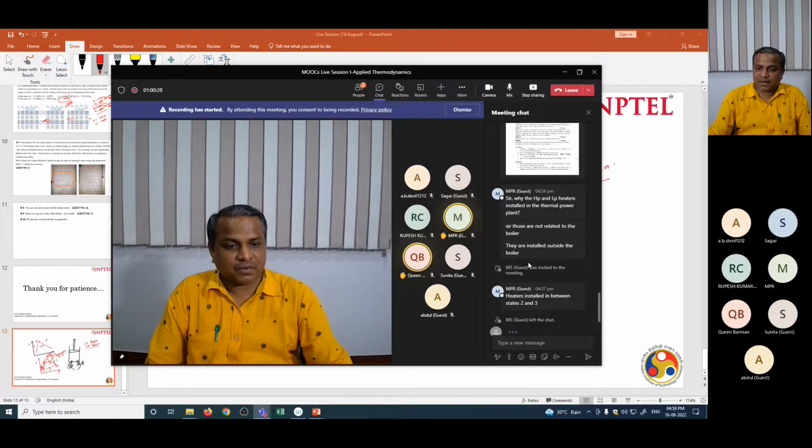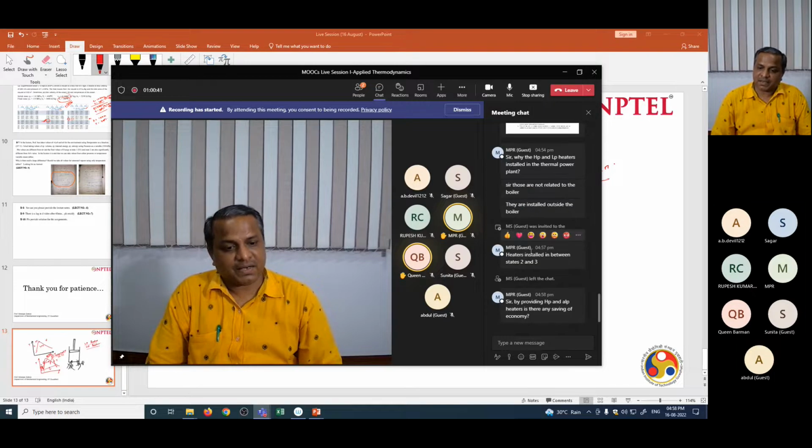Of course, you are right that they are not inside the boiler. They are outside the boiler. But if you look at the cyclic diagram, the water is being directed to another heating unit, and from there again it comes to the boiler unit. Then it does this performance.